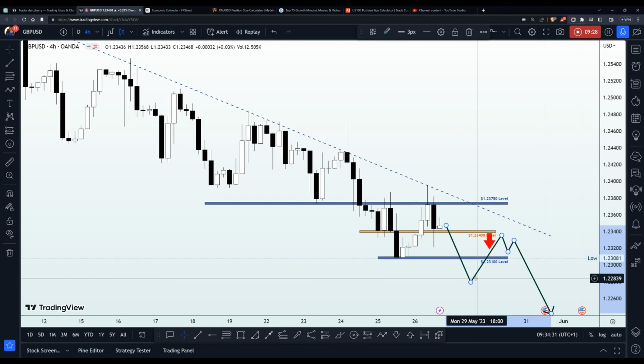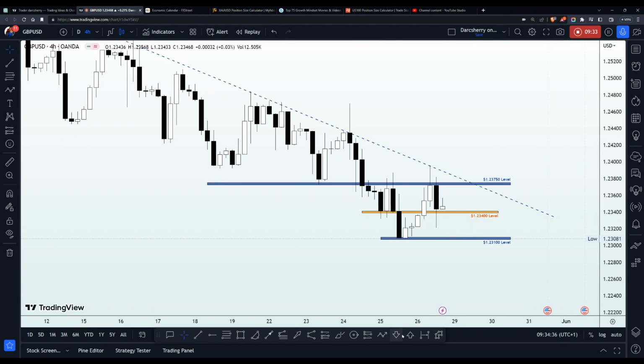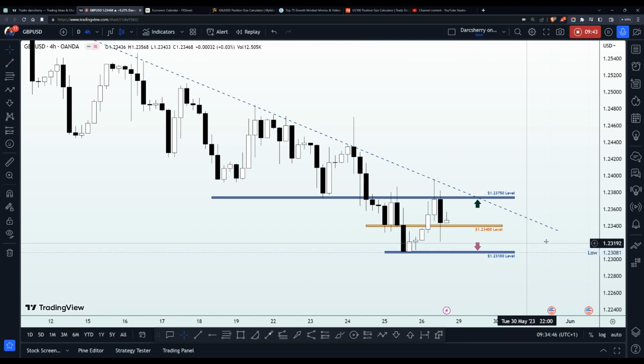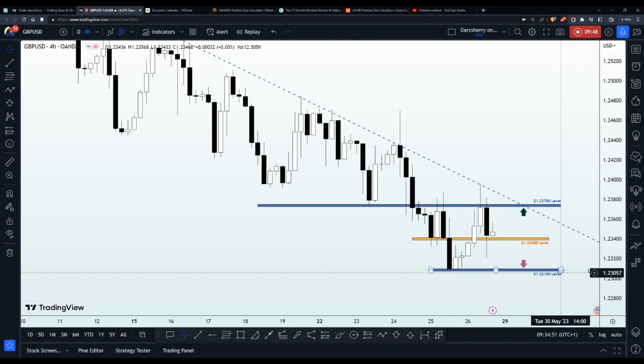So this is how I'm going to be looking at the GBPUSD for this week, where price action breaking out of the 1.23750 will be giving me the opportunity to buy, while the breakdown of the 1.231 area followed by selling pressure below that structure will be welcoming a selling opportunity in this market.